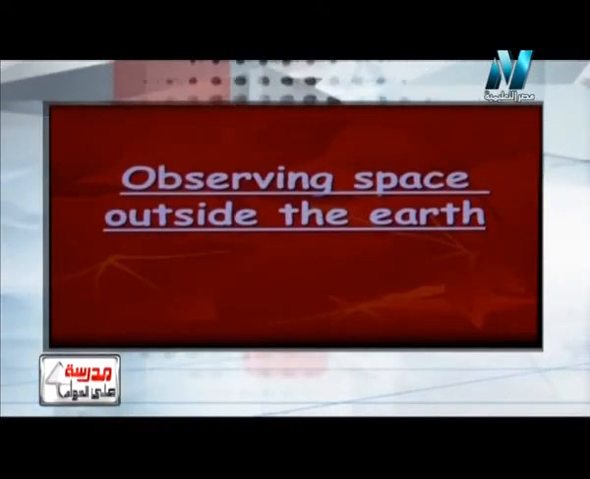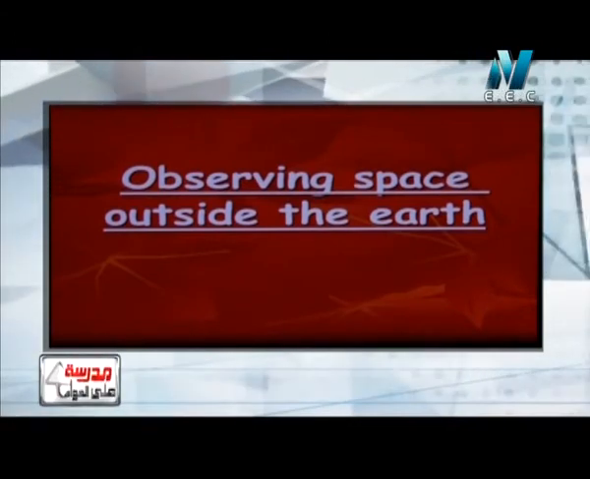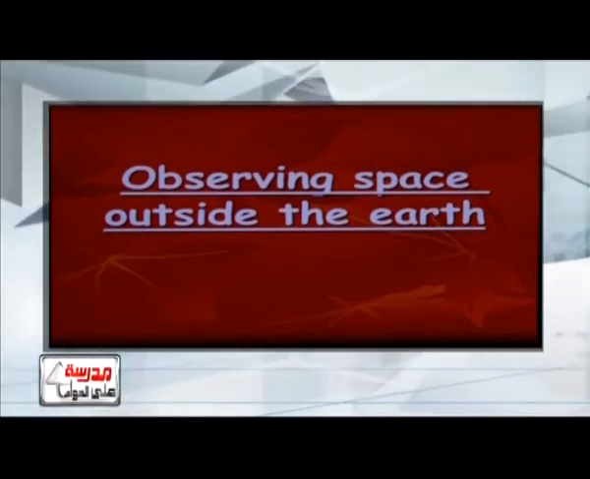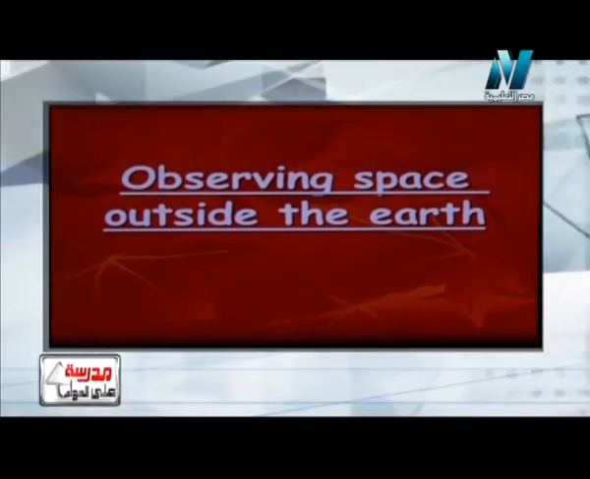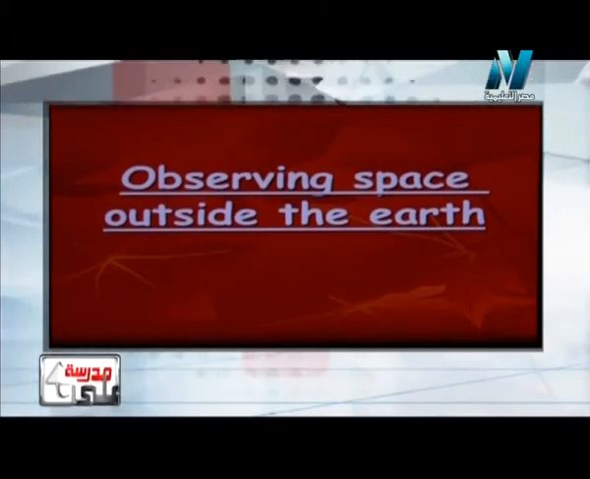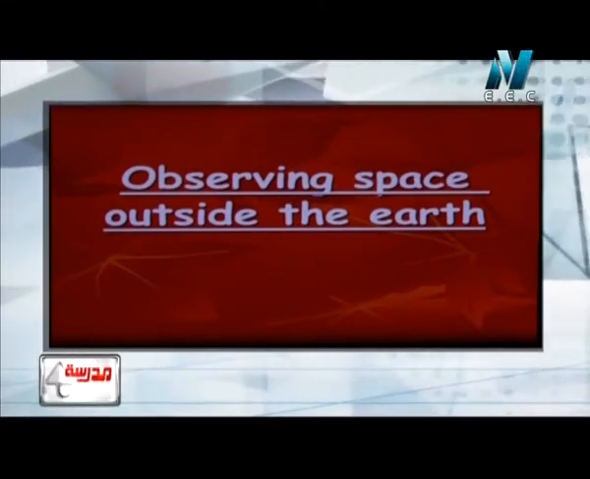Observing space outside the Earth. We can observe space inside the Earth or from the Earth by telescope, by observatory, by many devices like that. But we also can observe the space outside the Earth by what? By a very intelligent and important device which is called the satellite أو القمر الصناعي.